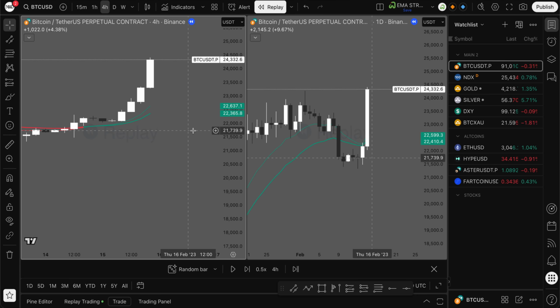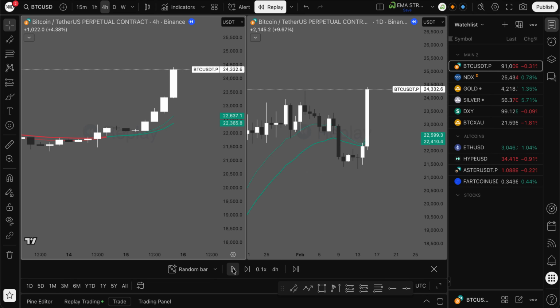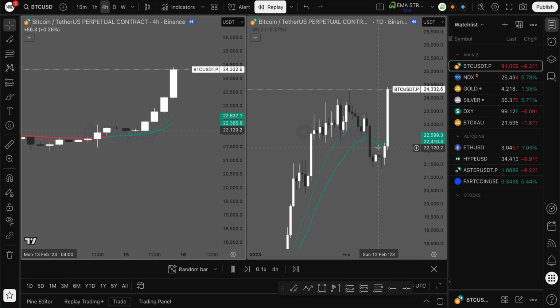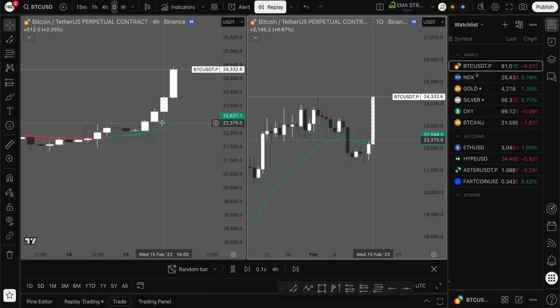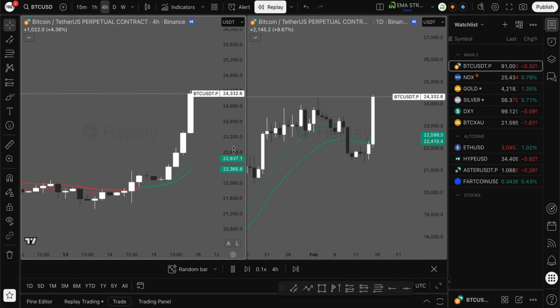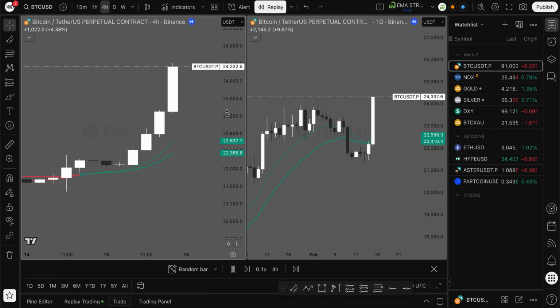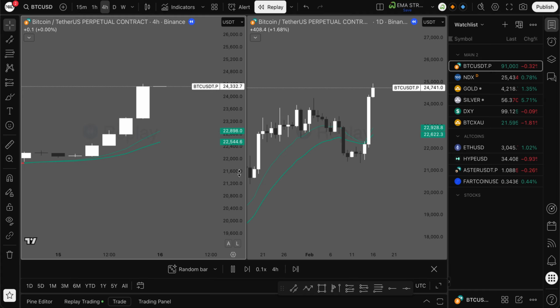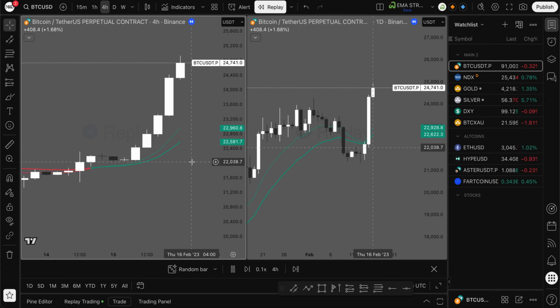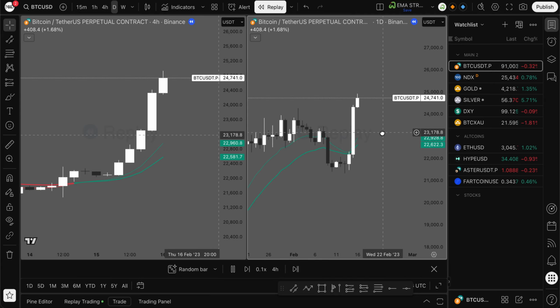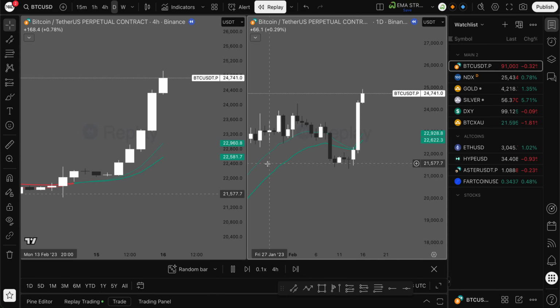So now I'm going to put it slower again and see if we can find an entry, because now we're green and green. So that's my first signal. And now I want to wait for a retest of the band. So yeah, it could be some really bullish action, because now we are very extended over the bands on the 4 hour and the 1 day.